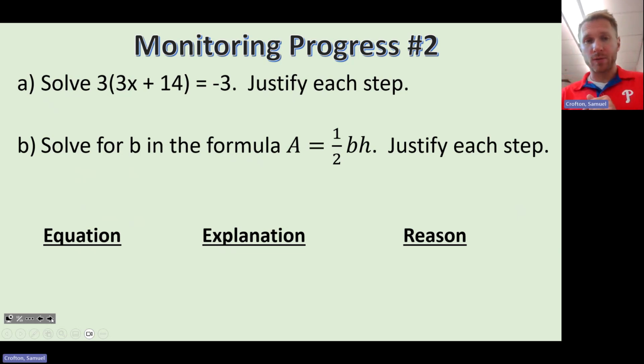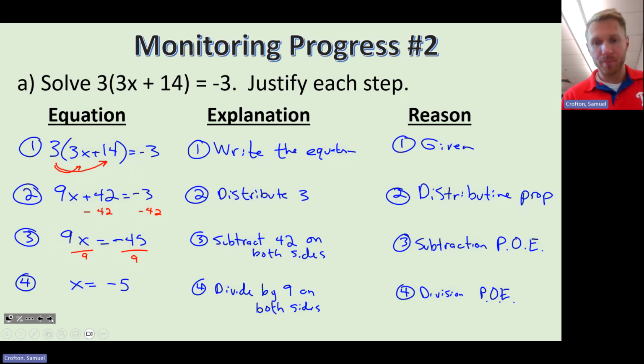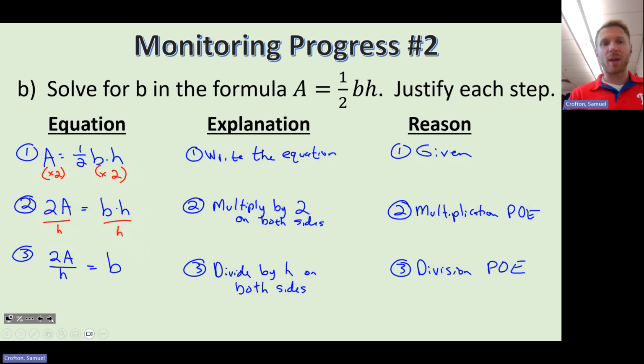And here's what your answer should look like to that first equation. Keeping in mind, you could do it some slightly different ways. You actually could divide by 3 on both sides first. But I did distribution and so on and so on. And then the last one is just a quick 3-stepper. I multiplied by 2 on both sides to cancel the 1/2, then divided by H.